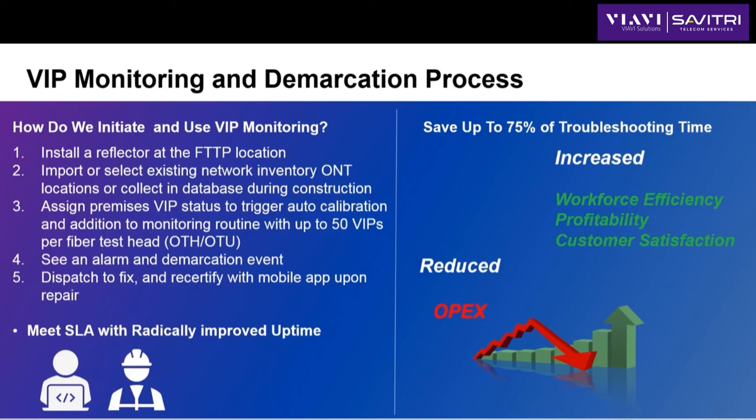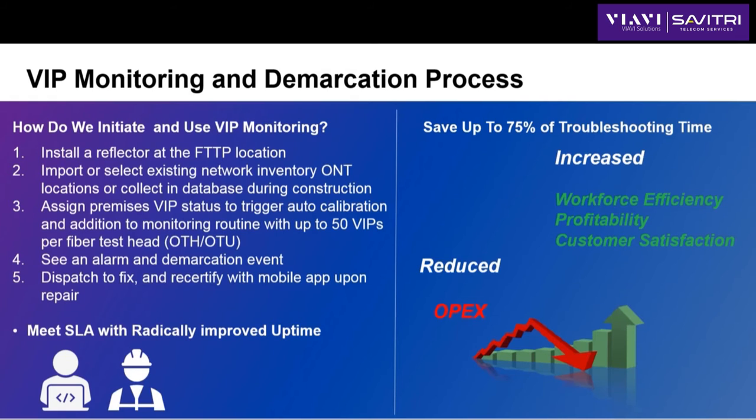So number one, we have to have a reflector at the premise location, as I mentioned. So that's step number one. We have to have that there. Number two, we have to either import or select existing network inventory and the premise locations that are associated with the ONTs so that we can see that particular location and start to track it. So that's going to be identified by a port. And we can either collect that in the database as we're building out the network, or we can add it later if we've already built our network.